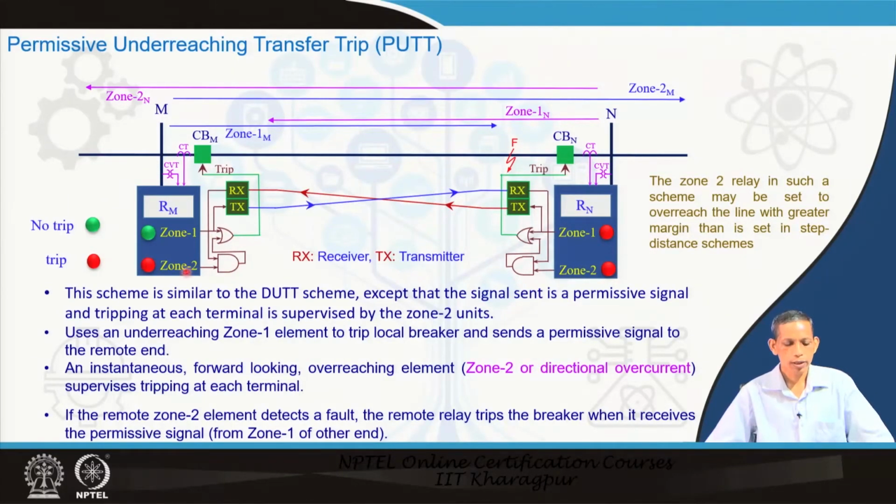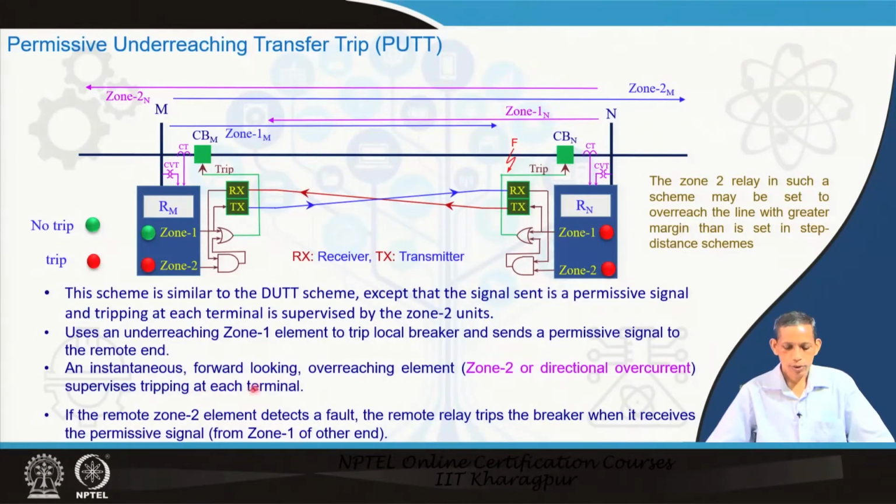The other is that if the zone 2 picks up from this side and gets information from the other end that zone 1 has picked up, then the relay also takes a decision at this end, and faster protection can be achieved even though the fault is close to the remote bus. So, similarly, if a fault happens at the other end, that end will also pick up a faster decision.